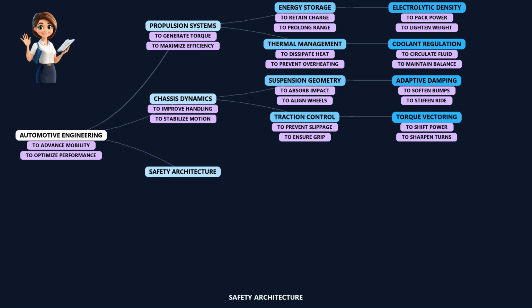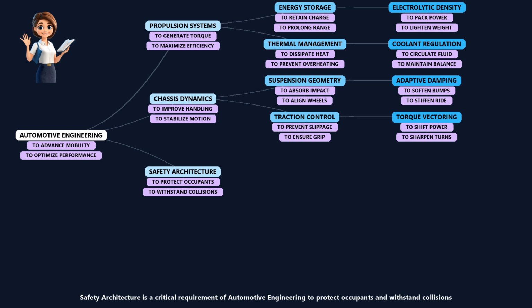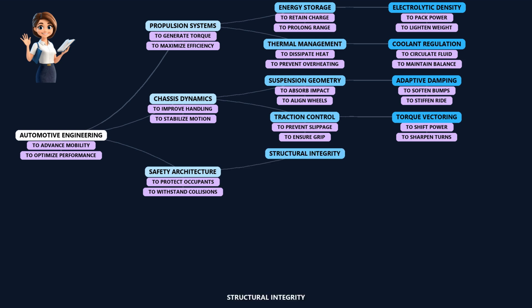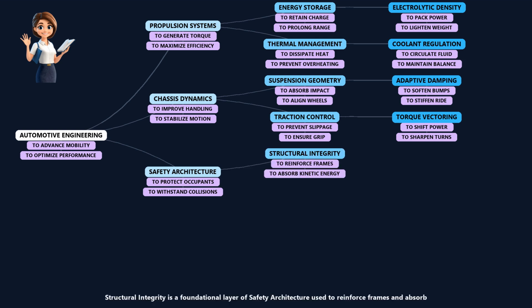Safety architecture. Safety architecture is a critical requirement of automotive engineering to protect occupants and withstand collisions in an accident. Effectively, we are building a strong cage around the passengers to keep them safe. Structural integrity. Structural integrity is a foundational layer of safety architecture used to reinforce frames and absorb kinetic energy during a crash. In other words, we are making the skeleton of the car strong enough to stay in one piece.